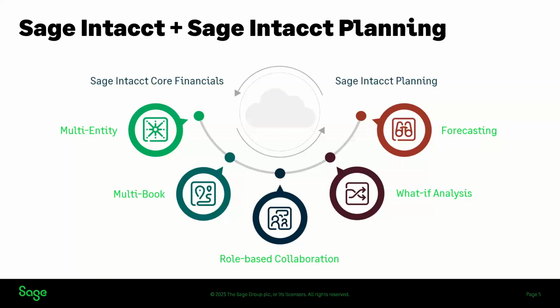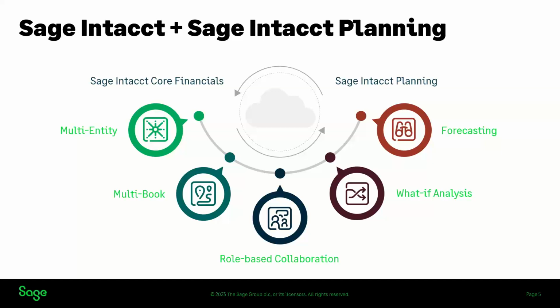When we talk about the connection between Sage Intacct Planning and Sage Intacct, we have what we call the bidirectional integration, meaning information flows either from planning into Sage Intacct or from Sage Intacct into planning. It's important to note that the integration is initiated through Sage Intacct Planning in either case. I'll show you how that works when we get into the demo.